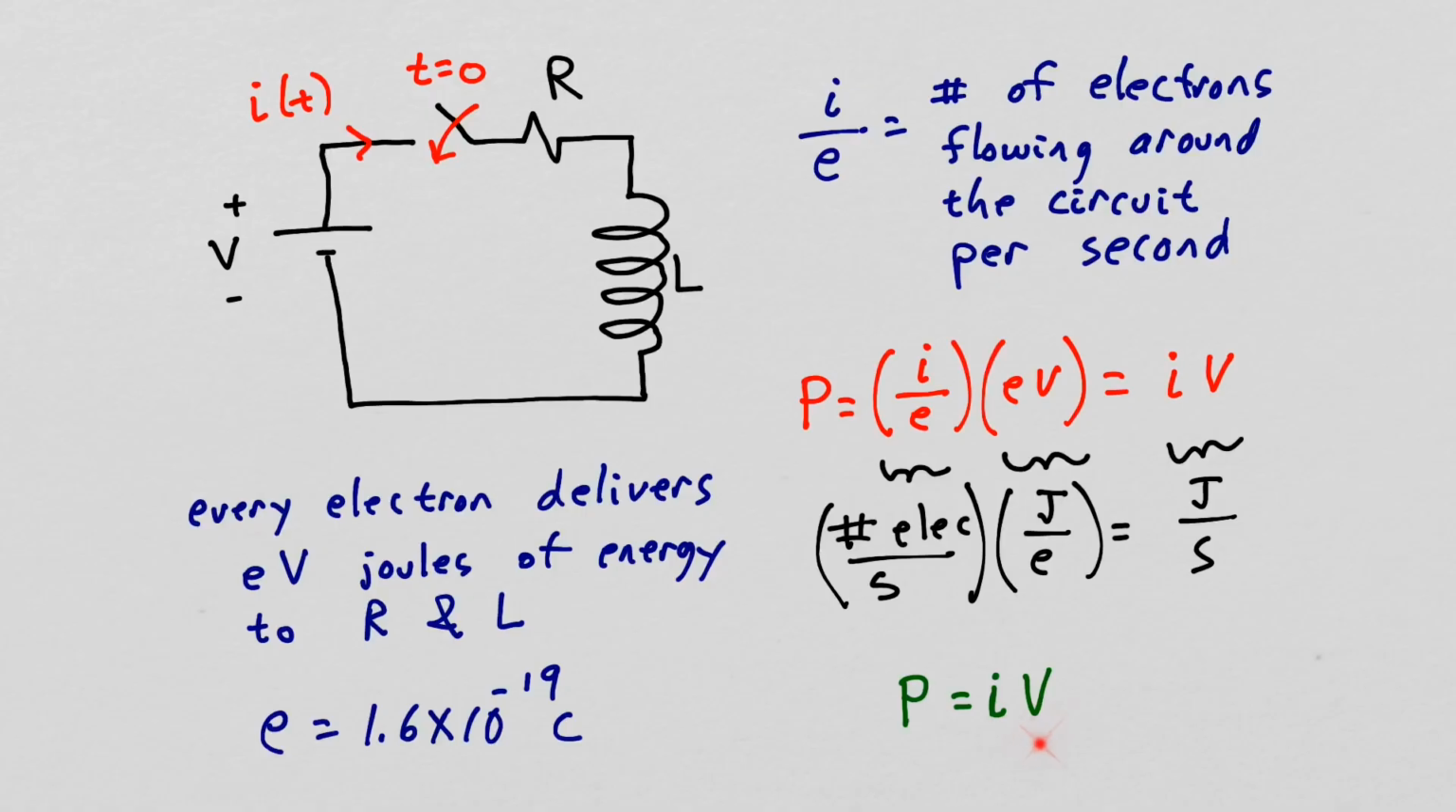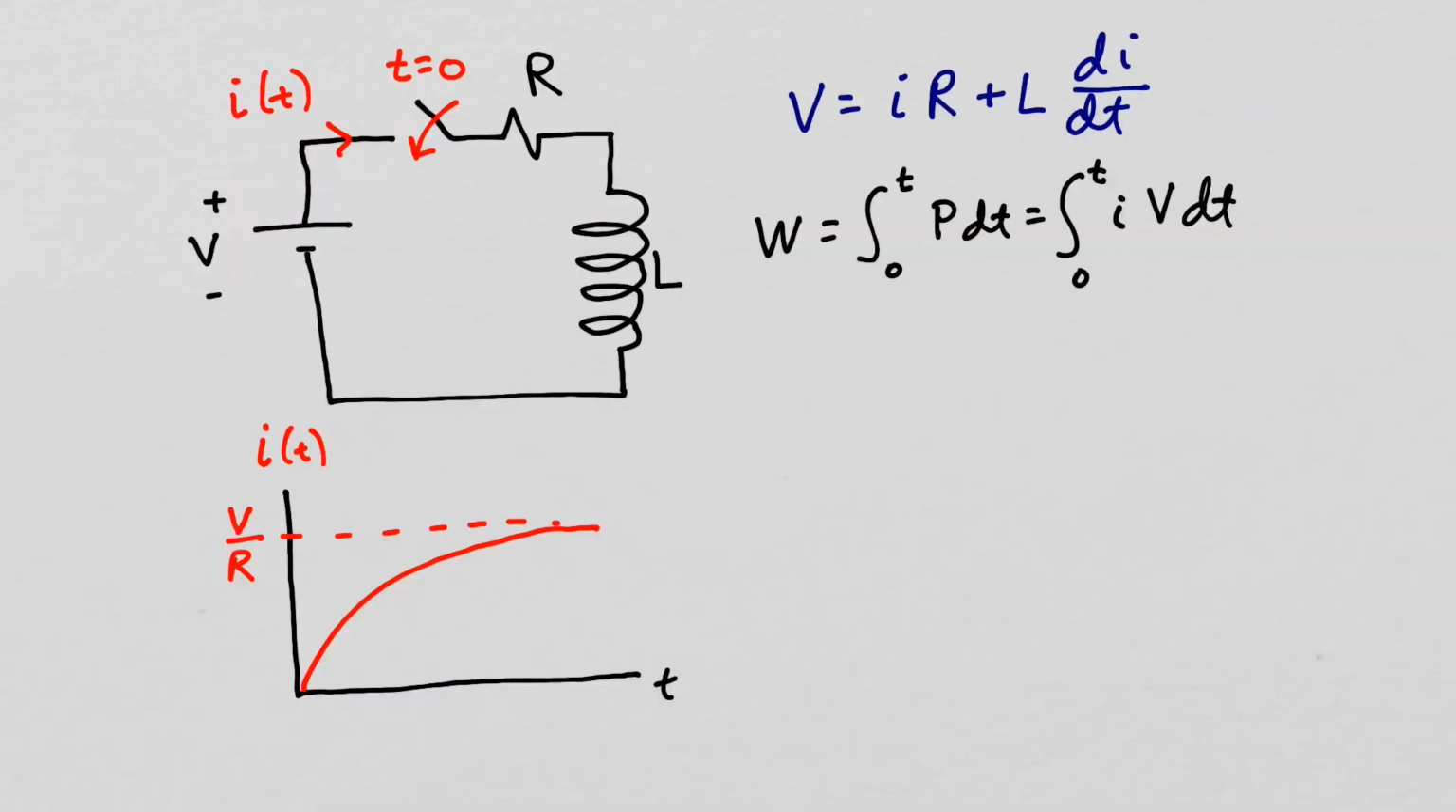So after we throw this switch, the energy delivered to the resistor and inductor is the integral from 0 to t of the power dt. And for the power, we know it's the product of the current flowing and the value of our power supply. So for the voltage, let's insert this expression, which we obtained from Faraday's law. And now let me write this as two terms.